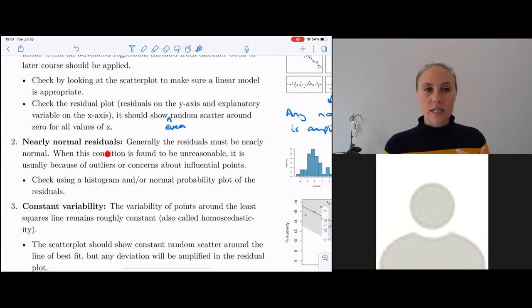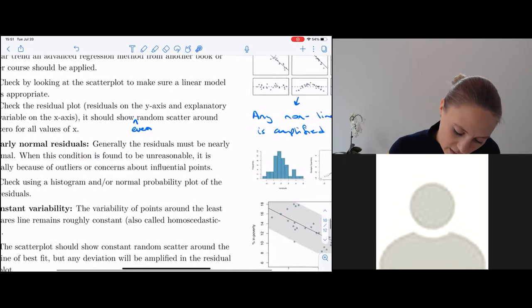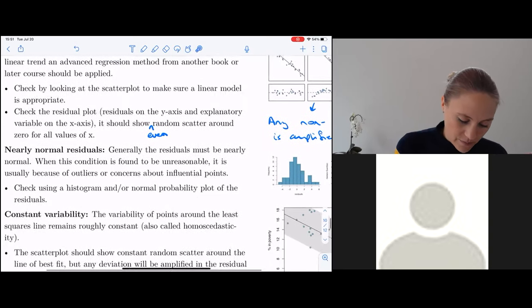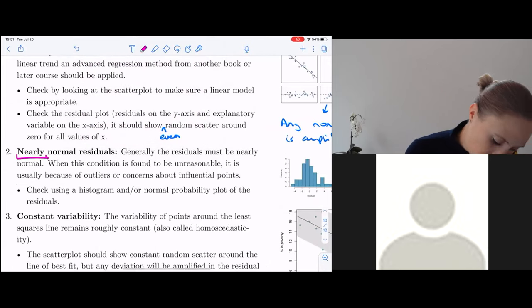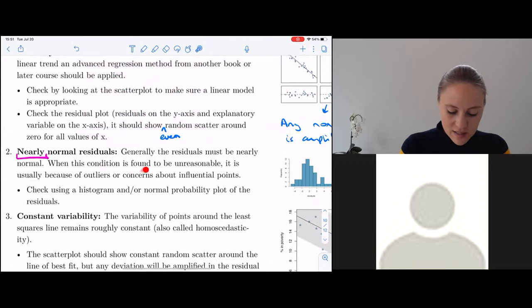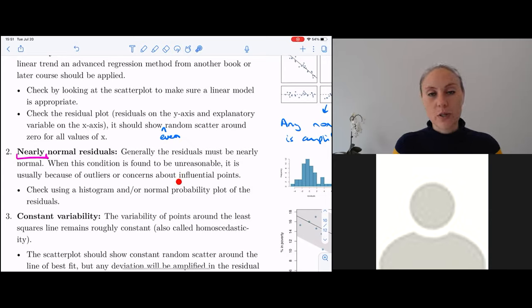So once you have your data set and you have your line of best fit, you can also generate residuals, right? Each point is going to have a residual. So you can make a histogram of those residuals. You can check normality using a histogram just by looking at it. So like here, right, nearly normal. Notice that it says nearly normal residuals. Okay, so just keep that in mind. There's some flexibility, right? But when this condition is found to be unreasonable, it's usually because there are outliers, or there might be some influential points, which we talk about in the next section.